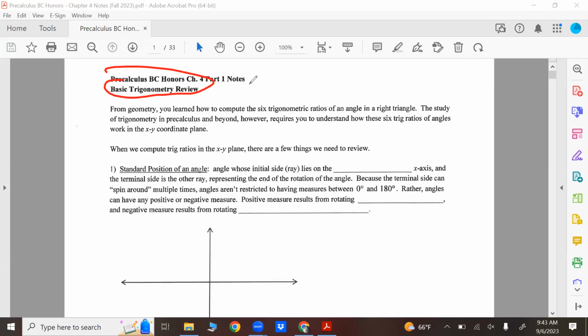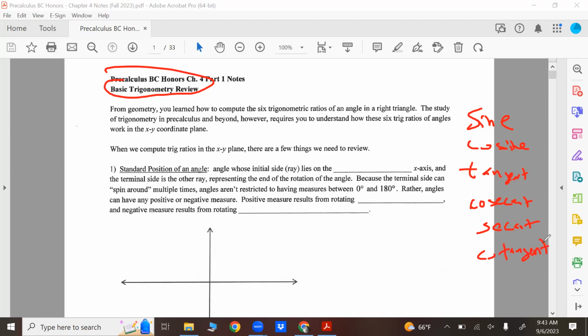So you guys should know the 6 trig functions: sine, cosine, tangent, cosecant, secant, and cotangent. You don't have to write these down, by the way. I'm just writing for my own reference. I know my handwriting really stinks here.